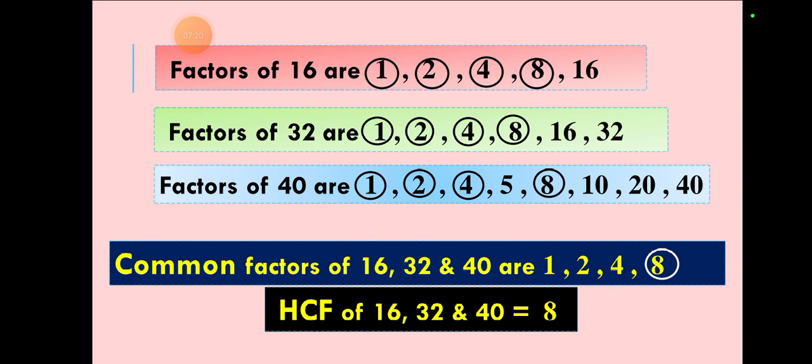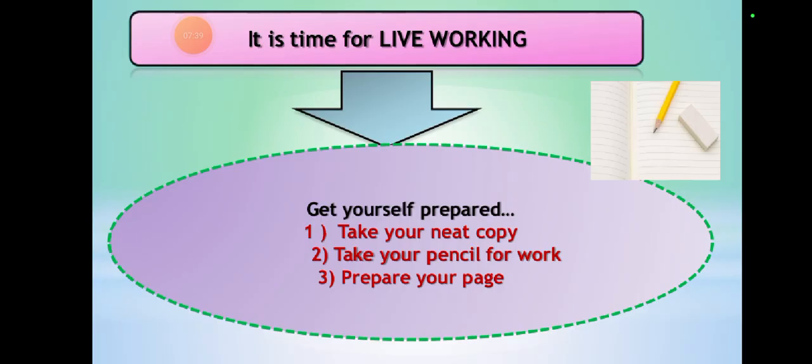Now I have known the common factors. Now I want to know the highest common factor, the highest number that is among 1, 2, 4 and 8. So 8 is the greatest among them, so this would be the highest common factor of 16, 32 and 40. So I get to know that the highest factor that divides these 3 numbers completely is 8. Clear?